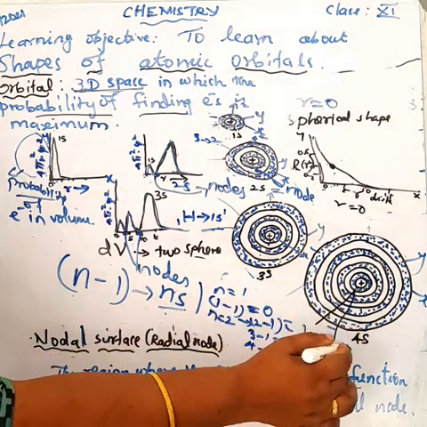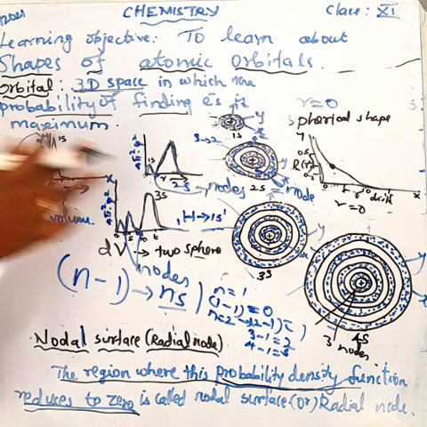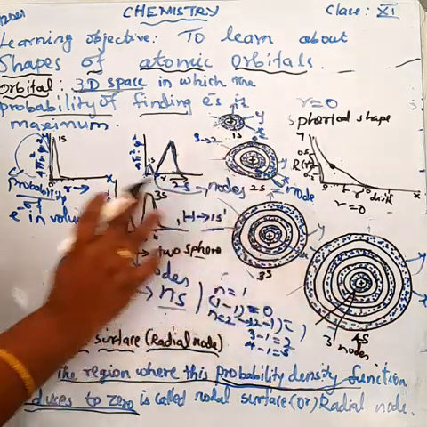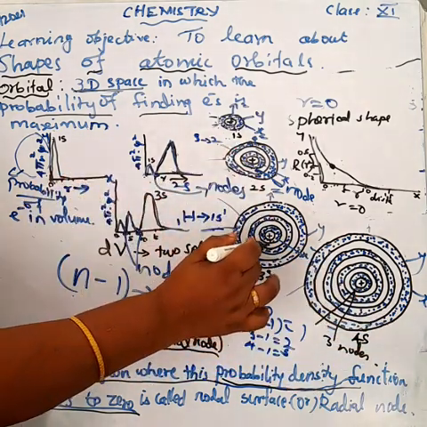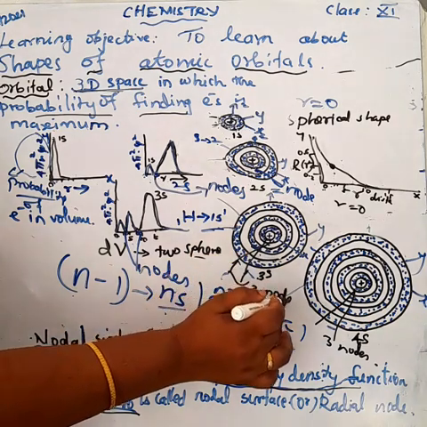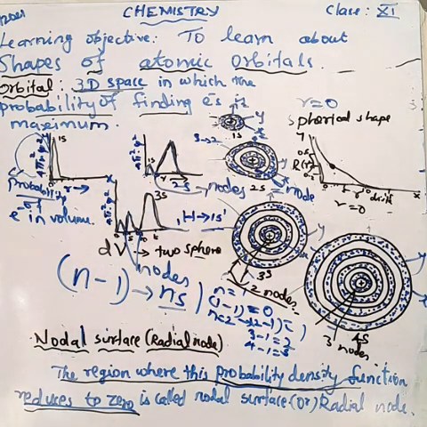Today your assignment: draw the shape of the s orbital, and all of you should draw the s orbital shape like this. Okay, this 1s, 2s, 3s, and draw the graph. Okay, how can you find the maximum probability at a given distance? We get the idea from the graph. Those who didn't draw the graph and shape, you should draw now.